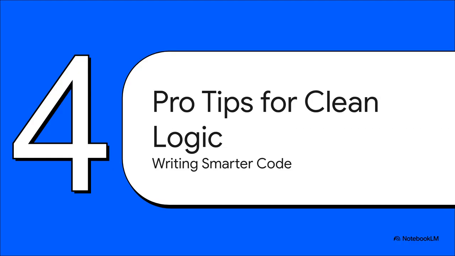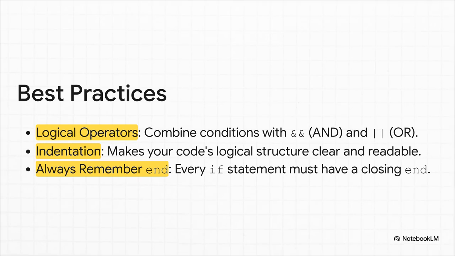Okay, so you've got the fundamental building blocks down now. Before we wrap this up, let's go over a few pro tips that'll help you write code that's not just functional, but also super clean and easy to understand. First up, use your logical operators. The double ampersand, &&, is for and, when you need two things to be true. The double pipe, ||, is for or, when just one of them is enough. They let you build much more powerful tests.